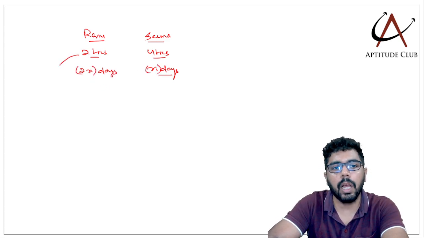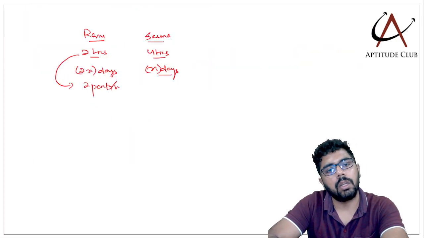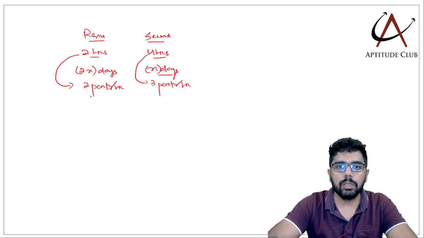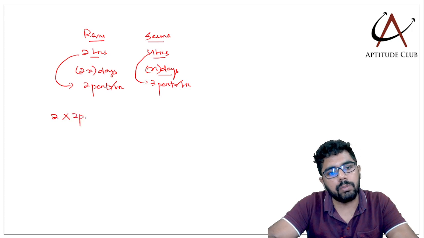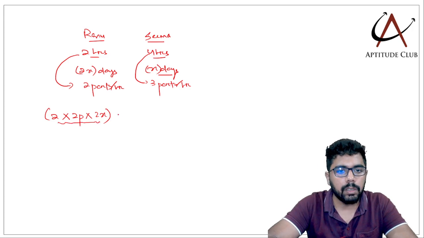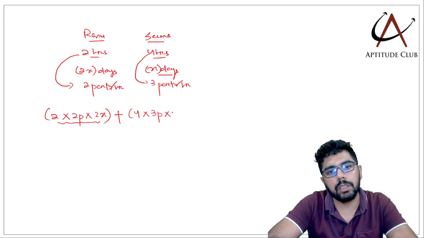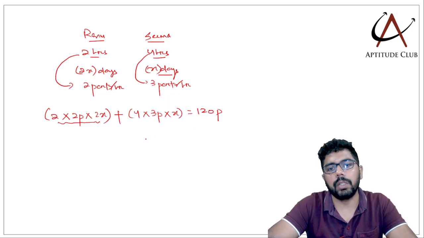And we know per hour Renu does 2 parts and per hour Seema does 3 parts. So if I calculate the total amount of work done by Renu, Renu is working 2 hours per day. Per hour she is doing 2 parts. So in 2x days, this is the work done by her. And Seema is working 4 hours. Per hour she does 3 parts and she is working for x days. That is my total work, which is 120.